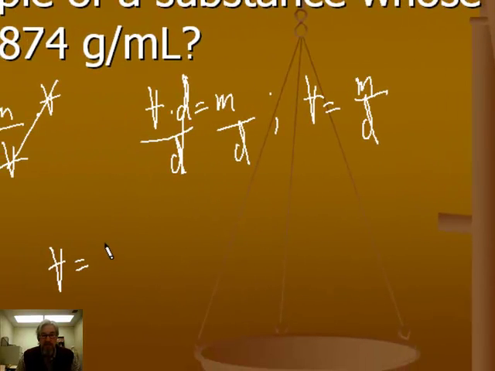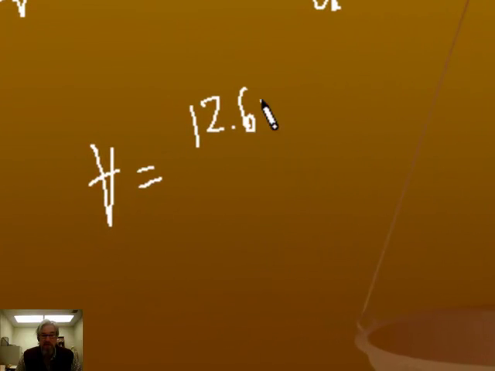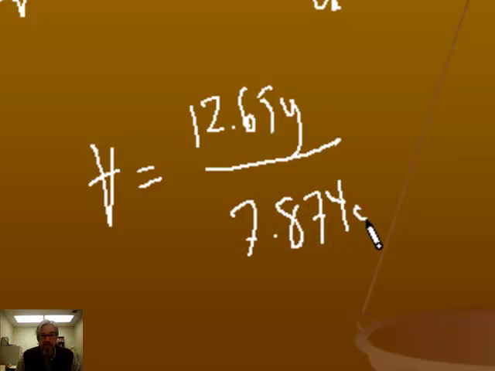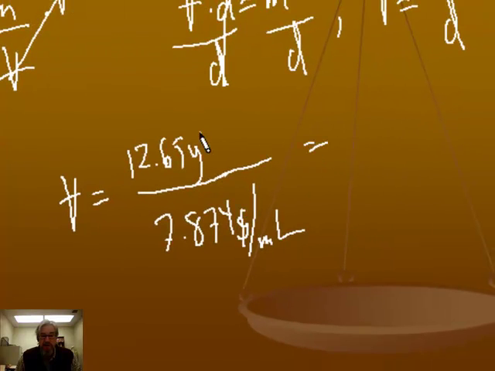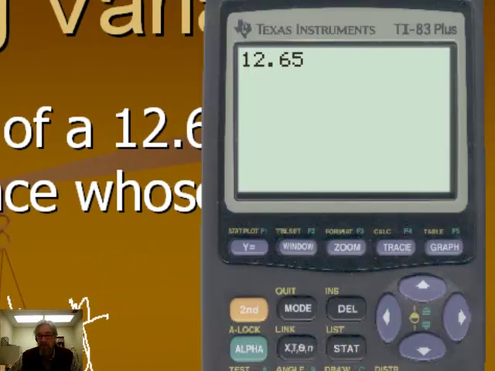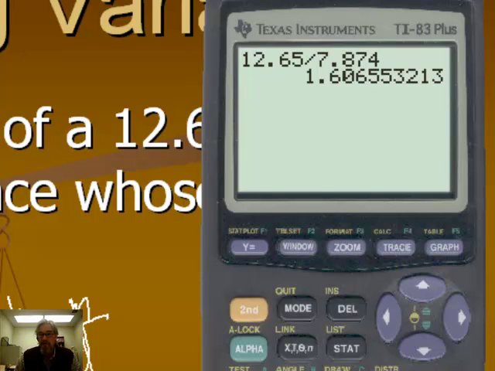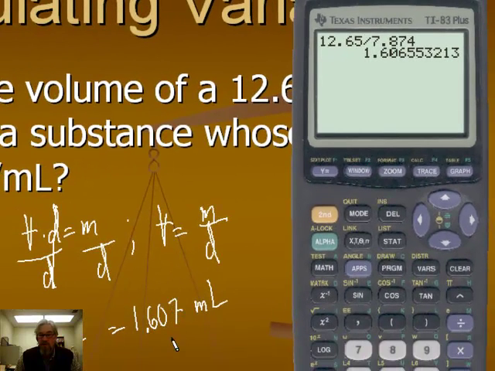Well, volume, then, is equal to 12.65 grams for our sample, divided by 7.874 grams per milliliter. Here's the units. Grams cancel out. I have it on the top and the bottom. So I end up with 1 over the reciprocal of milliliters. Well, that's just milliliters. Now I'll do my arithmetic. 12.65 divided by 7.874 grams per milliliter. I'm going to round this up to 4 digits, so 1.607 milliliters is my answer.